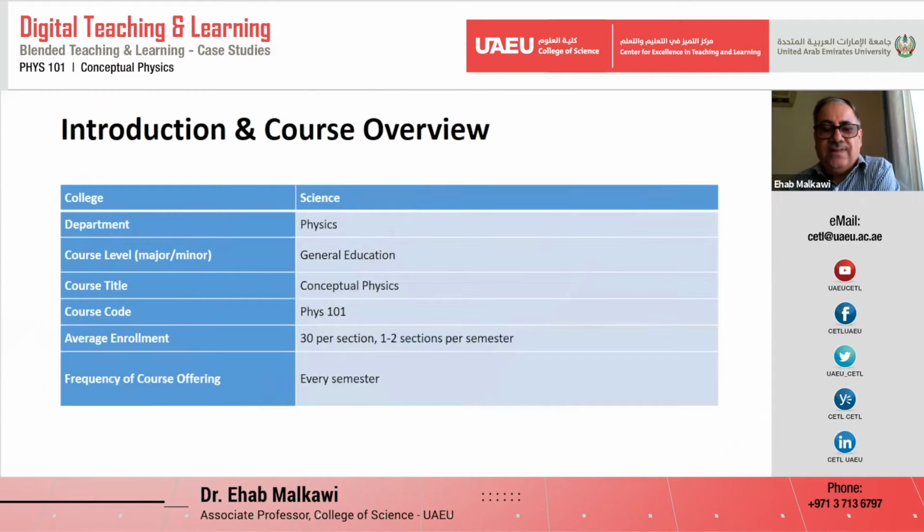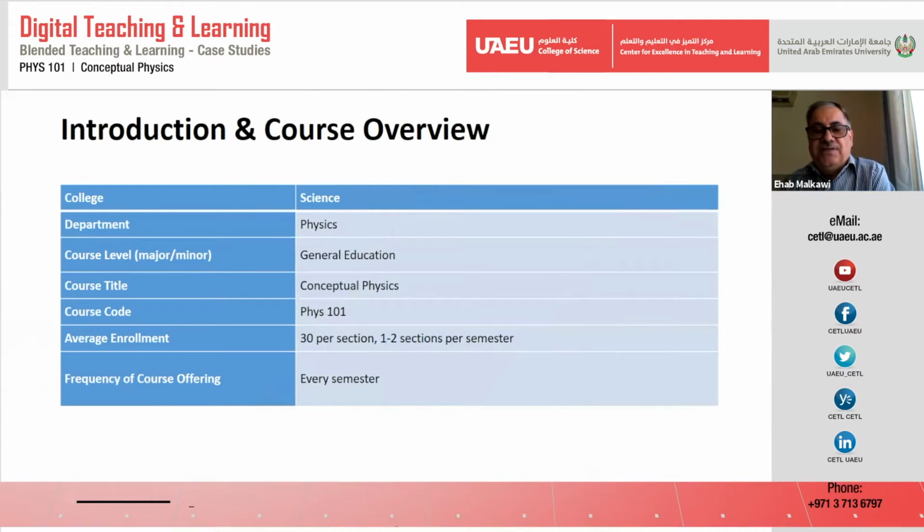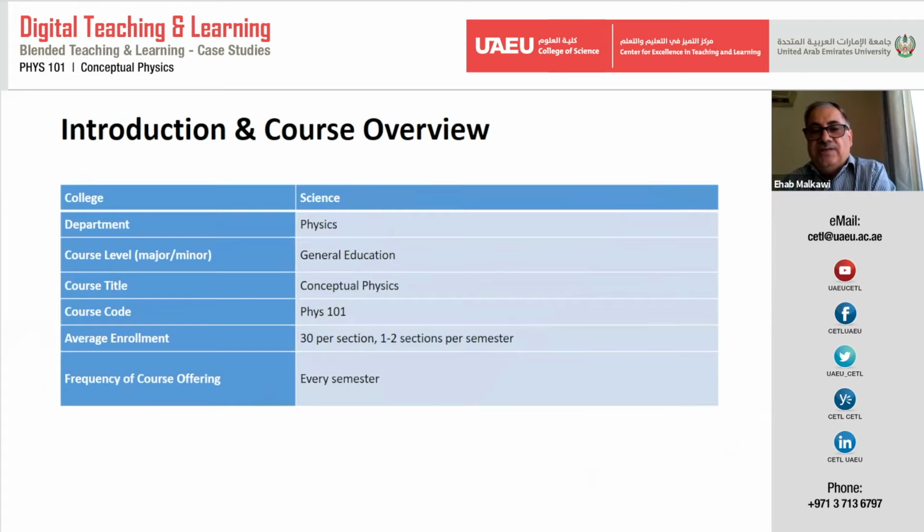Okay, so let's start with a course overview, a simple introduction. This is a general education course which is offered by the physics department. Usually we have 1 to 2 sections per semester. In the last few years, we used to have more sections, but since the restructuring of general education, the number of sections has been low. So we're expecting 1 to 2 sections per semester.